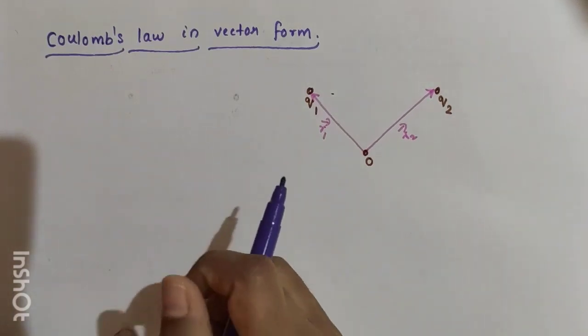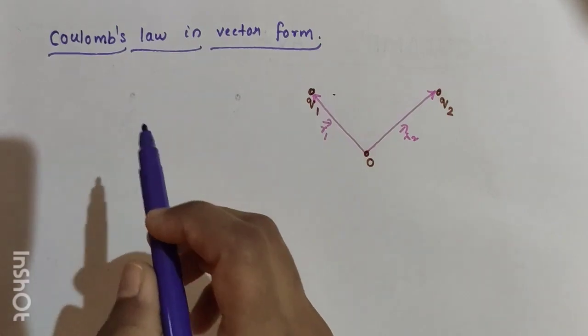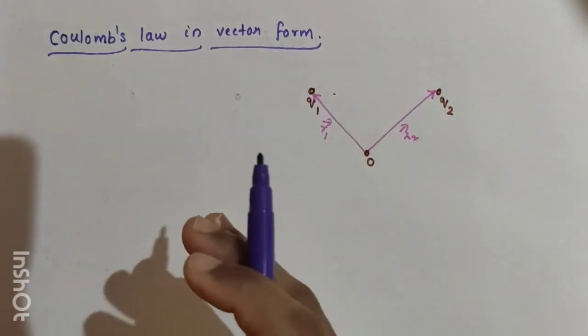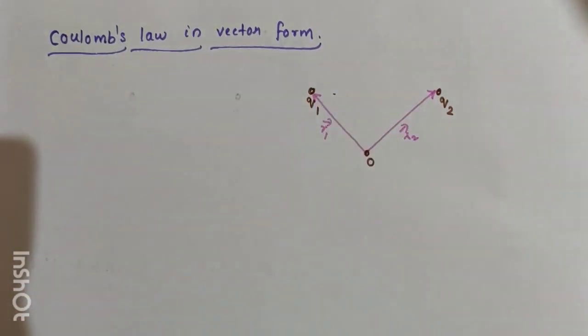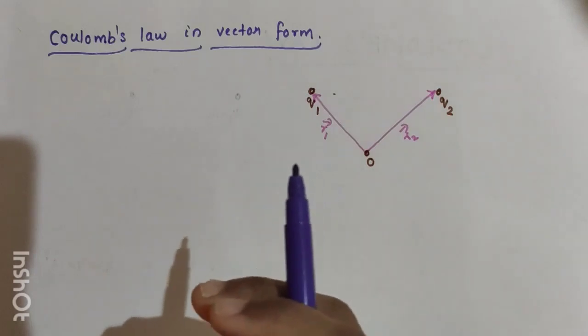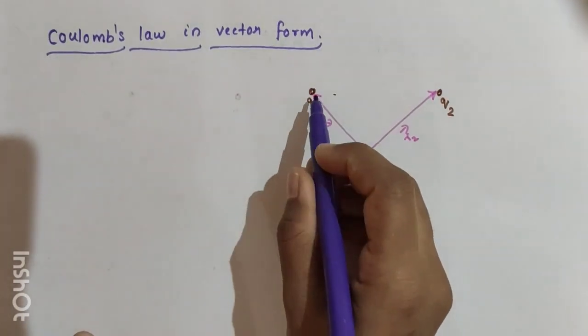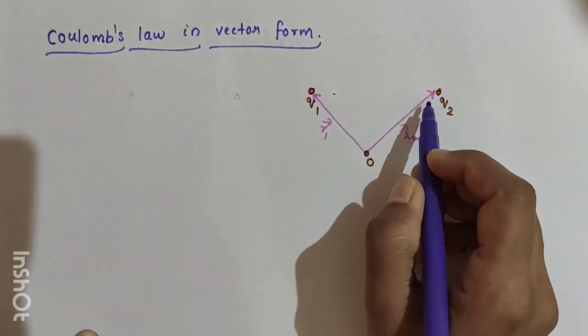Now, let us discuss Coulomb's law in vector form. Coulomb's law gives us an idea about the force between two point charges Q1 and Q2. We know that force is a vector quantity, so it will have a vector form. So let us discuss Coulomb's law in vector form.